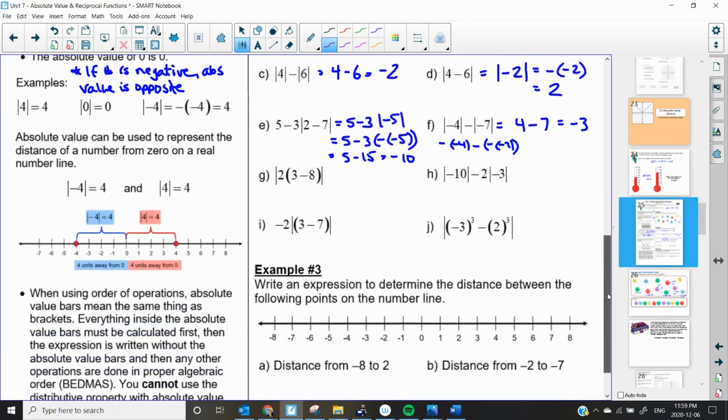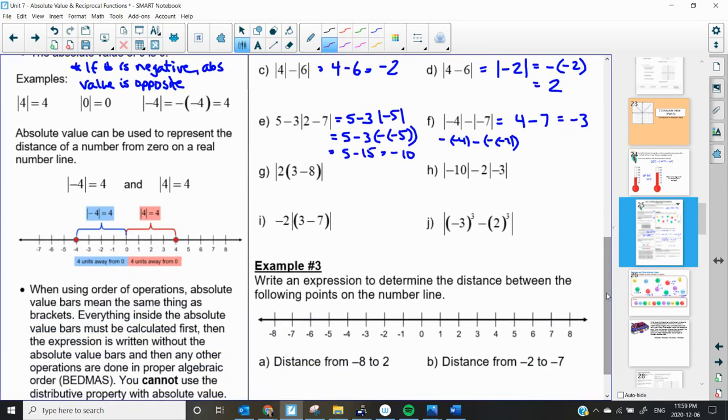Now moving on to the next example here, if I have brackets within the absolute values, we're still following that process of BEDMAS. So I'm going to evaluate what's in the brackets first, and then multiply by the 2, and then take my absolute value. So this becomes 2 times 3 minus 8. So 3 minus 8 is negative 5, and that's still all absolute valued. So we have 2 times negative 5 is negative 10. The absolute value of negative 10 becomes 10.